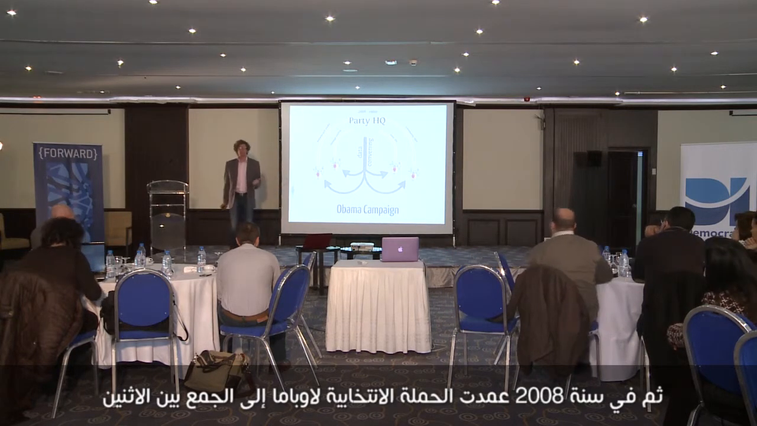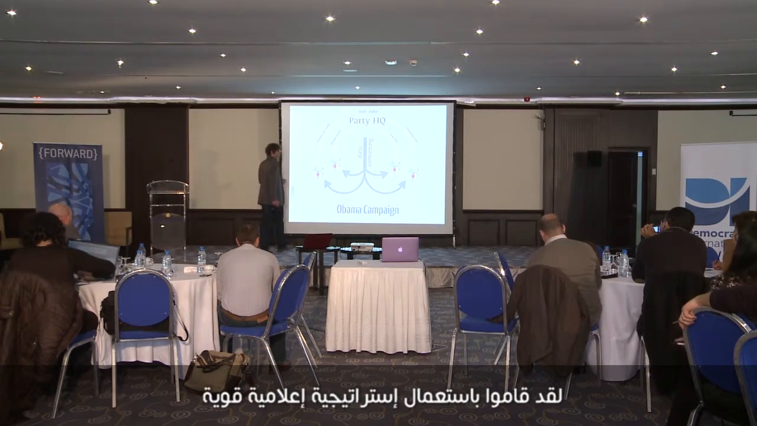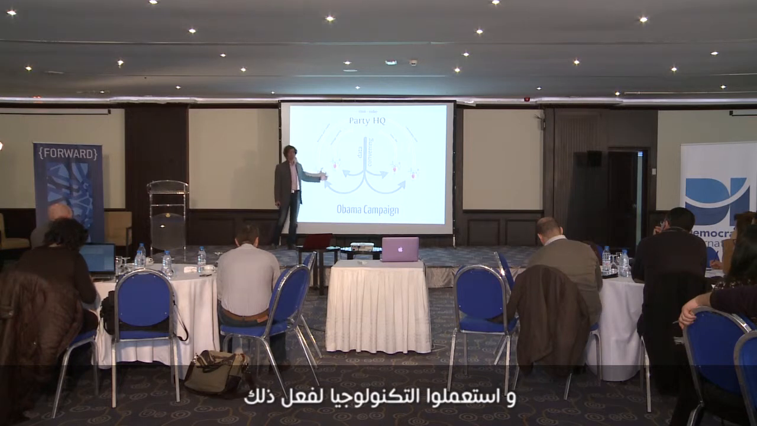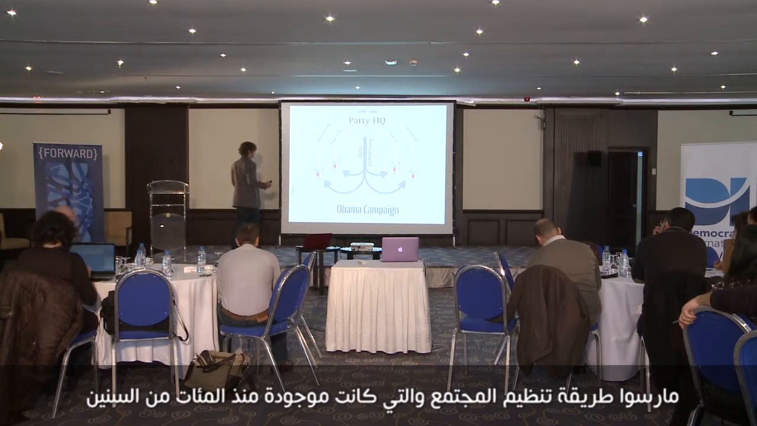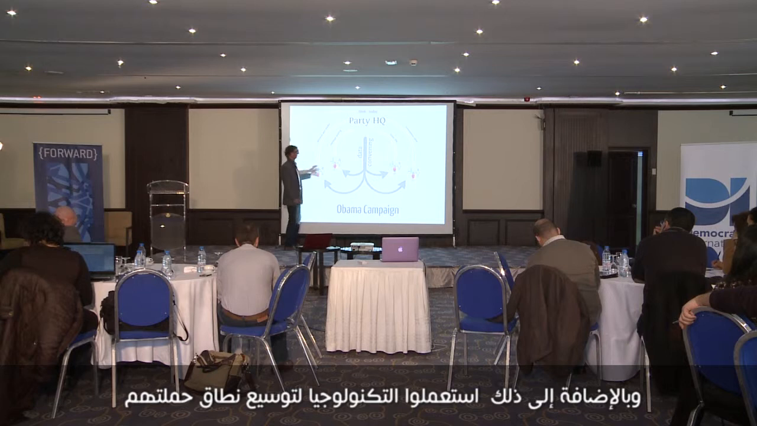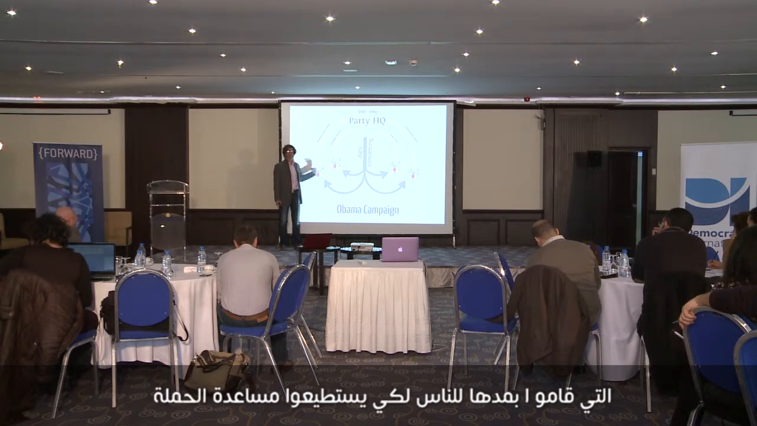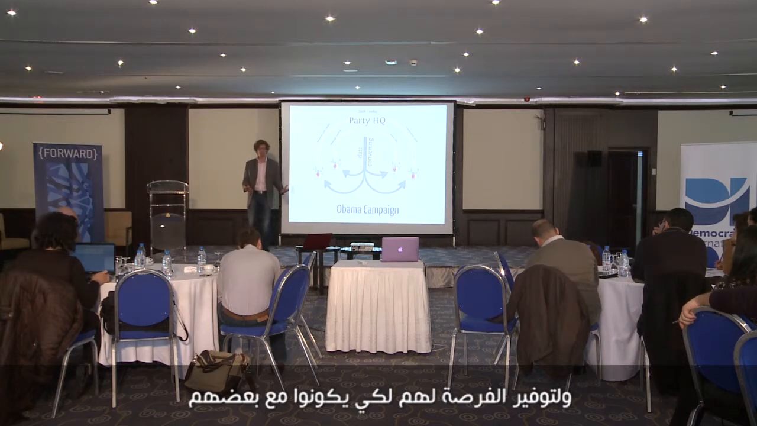Then in 2008, the Obama campaign hit upon a way to combine the two. And while they had a very robust media strategy, they also started to get involved in organizing people at the grassroots. And they used technology to do this. And so they used practices of community organizing that had existed for hundreds of years, but they used technology in order to scale that. And they did that by providing data and information to individuals that allowed them to be able to help the campaign and providing opportunities for them to convene and to meet with each other.